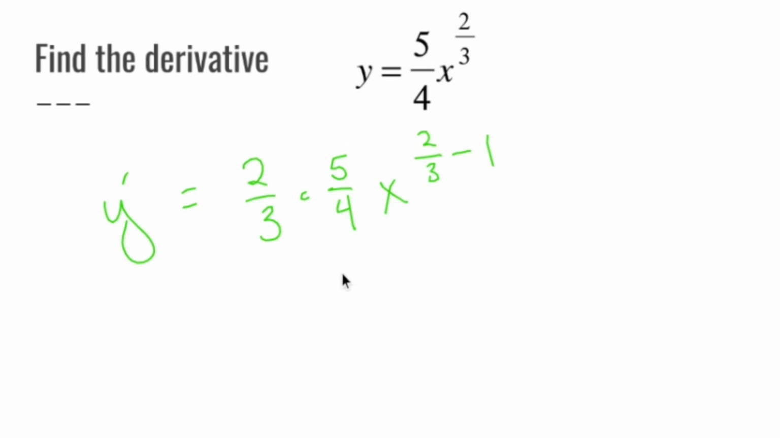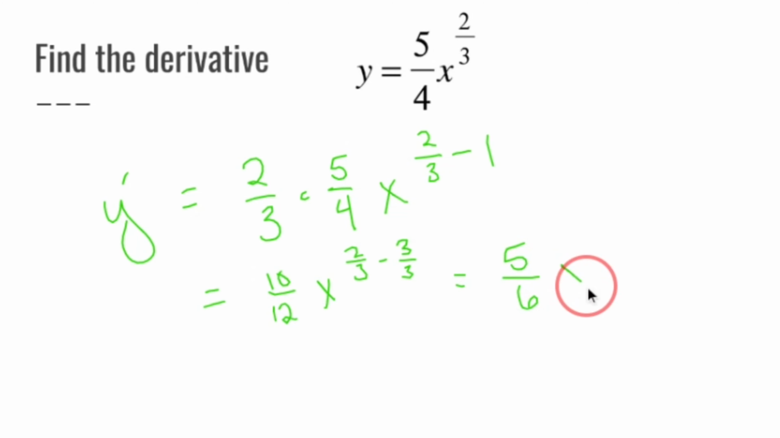All right, so a lot of cleanup on this problem, but that's fine. It's part of the job. 2 times 5 is 10. 3 times 4 is 12. I can simplify that. X to the 2/3 minus 1. That's the same thing as saying 2/3 minus 3/3 for those of you who hate fractions. All right, so let me clean all this stuff up a little bit. That gives me 10 over 12 is 5 over 6. X is x. 2/3 minus 3/3 is negative 1/3.